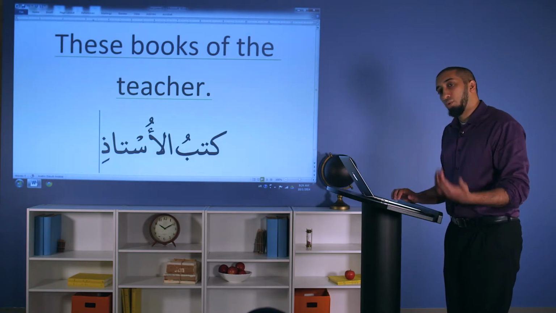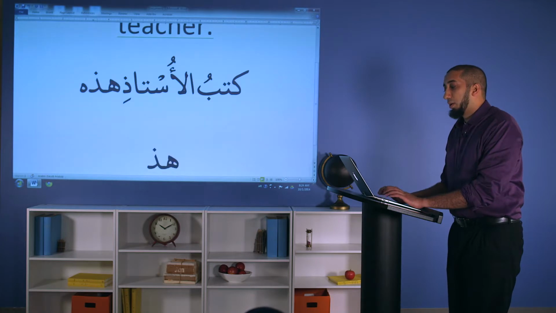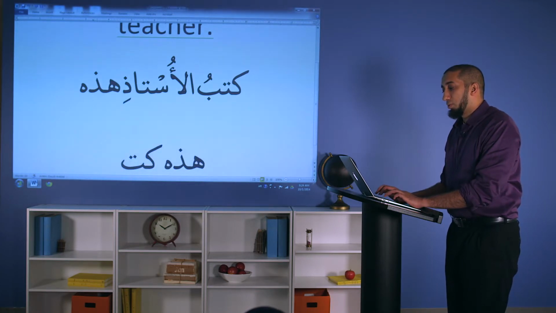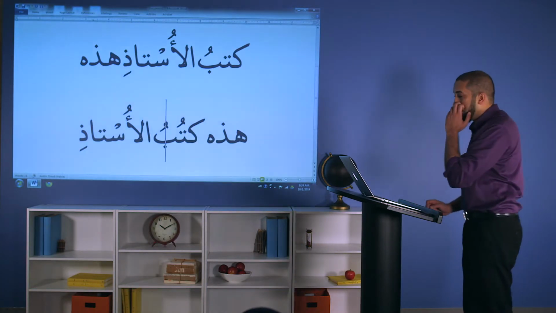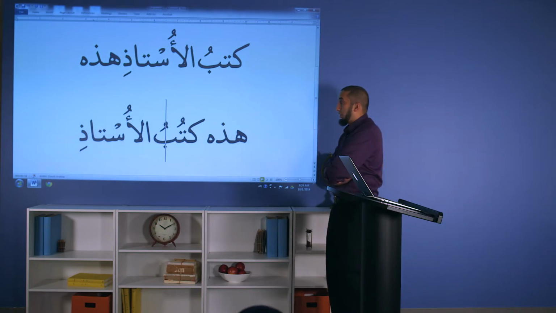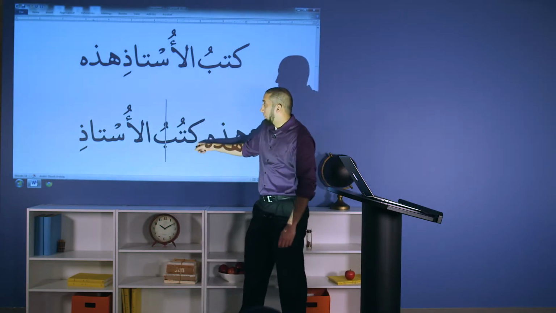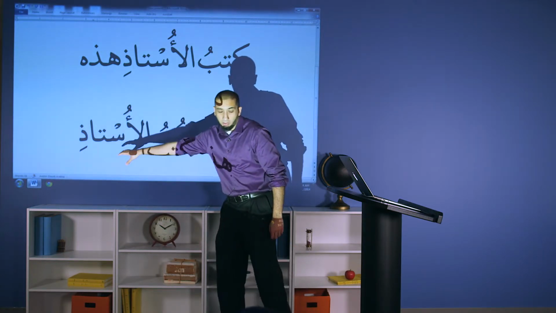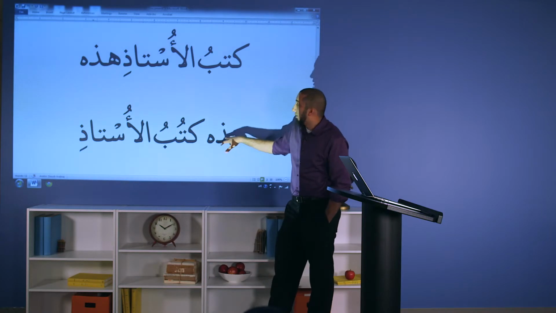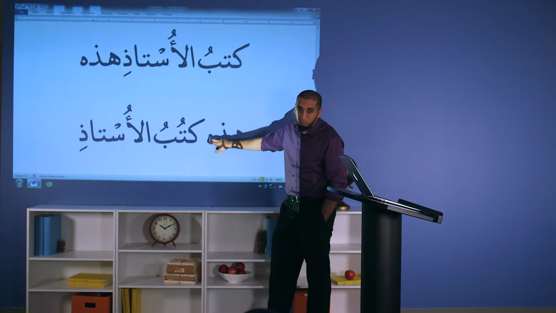When you point at a non-human, hadihi. That's right. Okay. But so the issue is kutubu al-ustadi. These are the two we want to compare: kutubul ustadi hadihi and hadihi kutubul ustadi. When I say hadihi kutubul ustadi, it's actually pretty clear. Kutub is a mudaf, al-ustad is mudaf ilayh, which means books of the teacher. Hadihi is a pointer. It's not followed by al, which means you're going to put is or are, whatever fits.